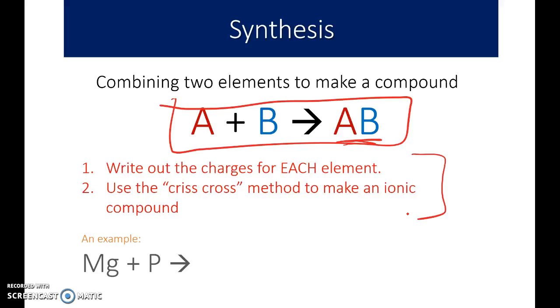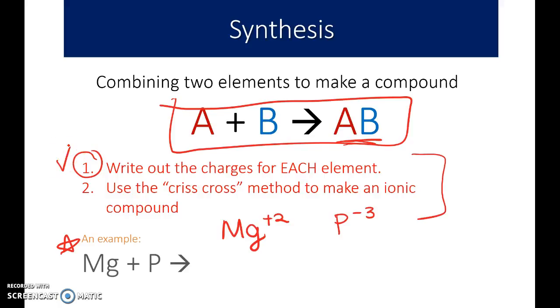So we are going to follow two steps when we are learning how to predict the products of this reaction. The first step is you write out the charges for each element. Looking at this example here, I am going to write out the charges for magnesium and for phosphorus. Magnesium is Mg, it has a +2 charge, and phosphorus has a -3 charge. So we've done step number one.